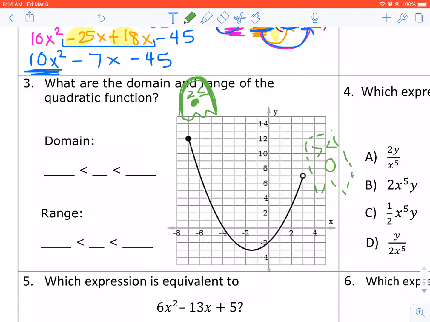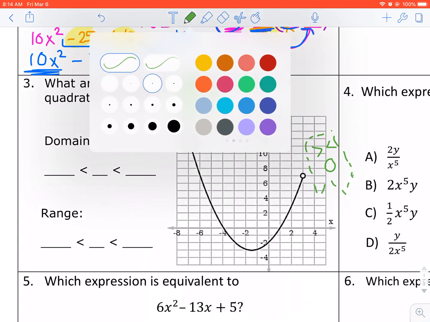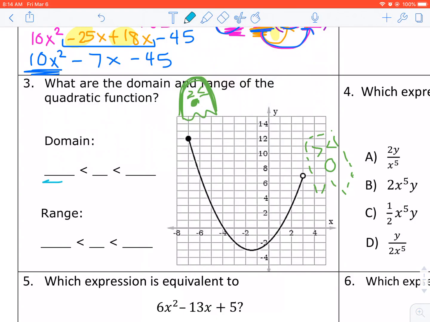What are the domain and range of the quadratic function? So now we need to go back and actually look. Domain is going to go left to right. Remember, we need the little number on the little side. And then on the equality next to the big side, we have the bigger number. So again, we're going left to right. So how far to the left does the graph go? It goes to this point. When we're talking about domain, we're talking about on the x-axis. So the number that we need should be right here at -7. So we have our -7. Can it be equal to a -7? Yes. Why? Because it is a solid dot.